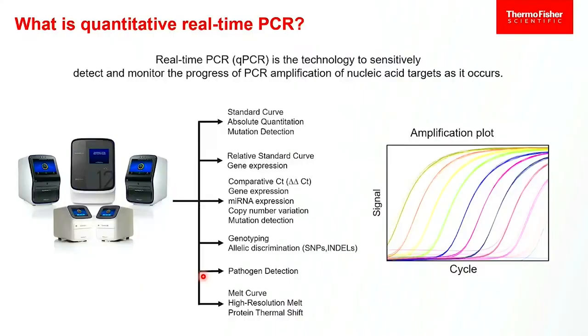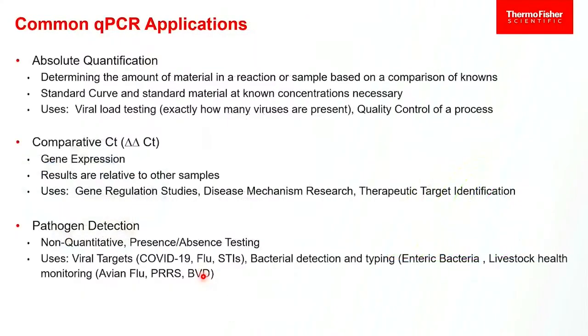So let's get into it. The three most common, again, we have absolute quantification. That's going to be taking a known, diluting out, say, a standard curve, comparing an unknown to the knowns, and back calculating how much you started with.